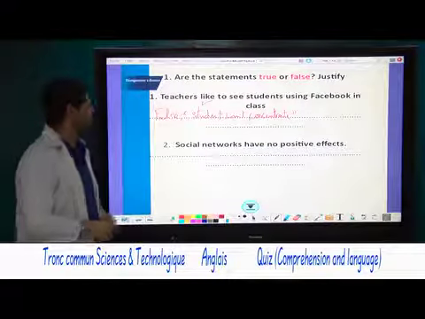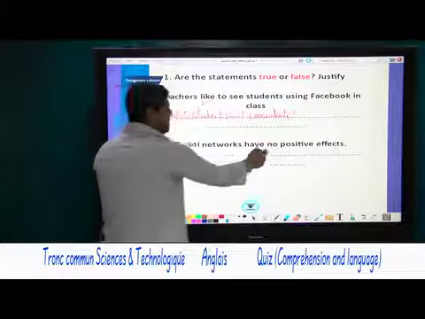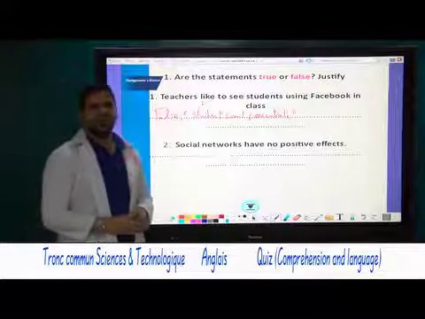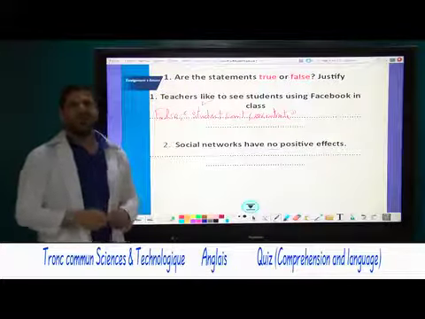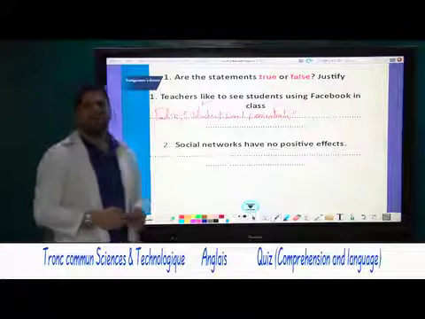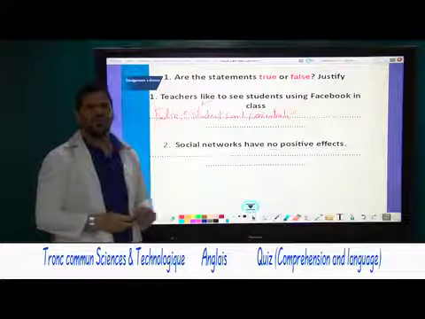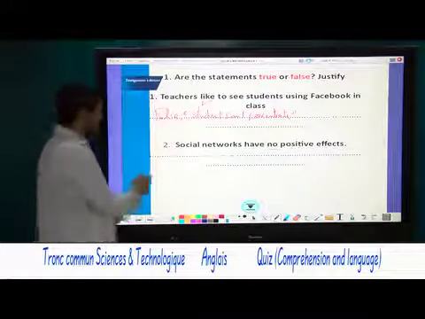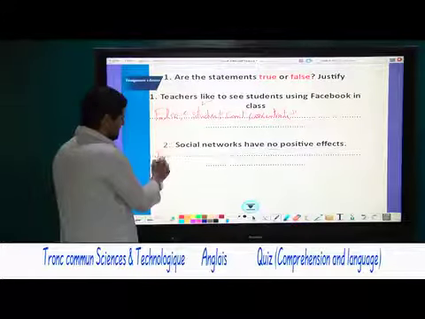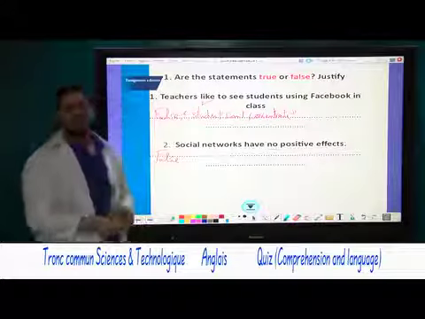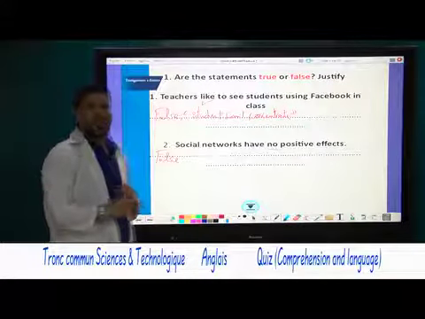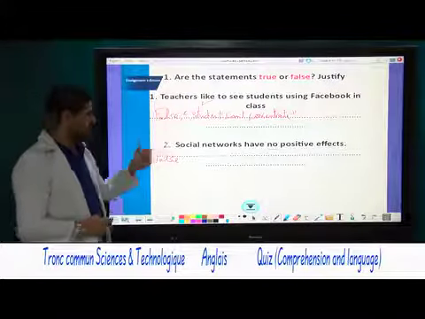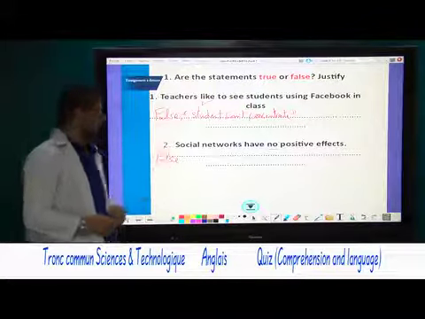Number 2, social networks have no positive effects. They have only negative effects. What do you think? You as a Facebook user, do you think there is anything you can benefit from Facebook? Of course, yes. So what do you think? The statement here is false because it has negative as well as positive effects. And you have an idea that supports this statement.